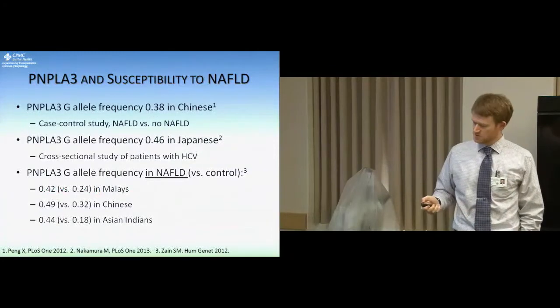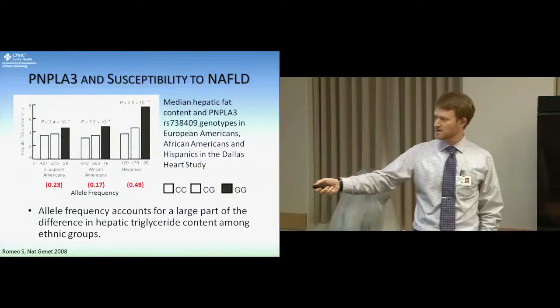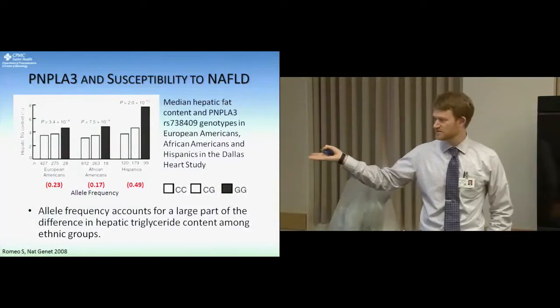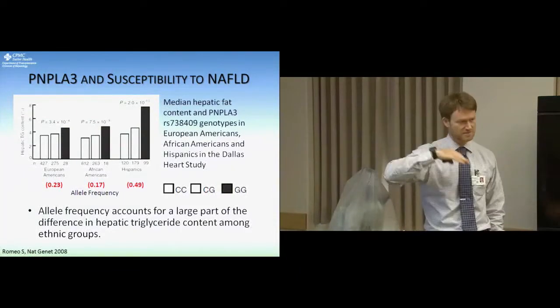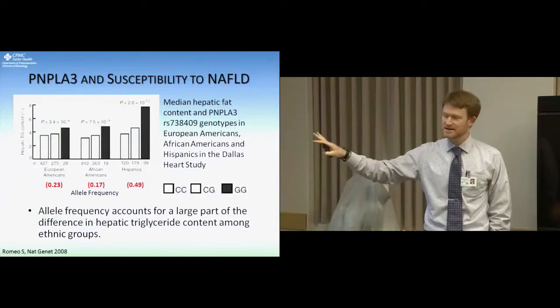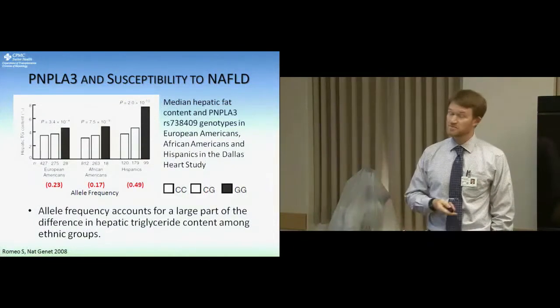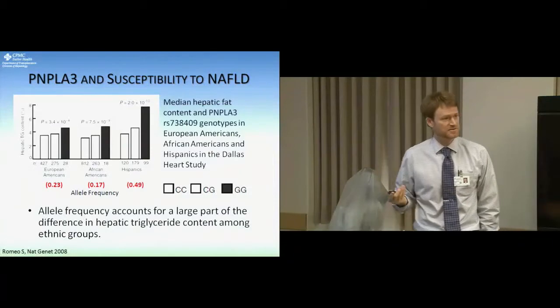What about, so you'll see this was white, black, Hispanic. This was the Dallas Heart Study. This was data from a 2005 study analyzed in 2008. And so there are no Asians. And so it does beg the question, especially for our practice, what's the prevalence of this allele in Asians?